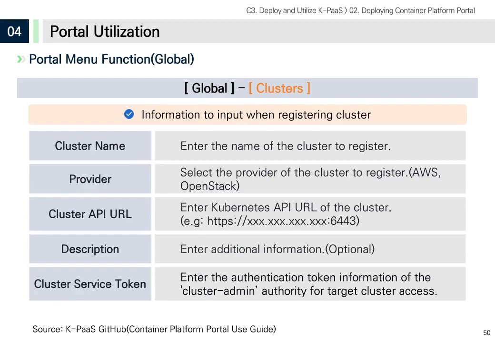Next, let's look at the information you'll need to enter when registering a cluster after it's created. When registering a cluster, you'll need to enter the following. The cluster name and provider are the same as when you created the cluster. The cluster API URL is the Kubernetes API URL of the target cluster. And finally, the cluster service token is the authentication token for the cluster admin authority to access the target cluster. Once all of this information is entered, the cluster registration is complete.